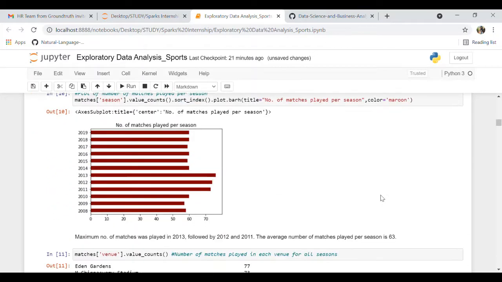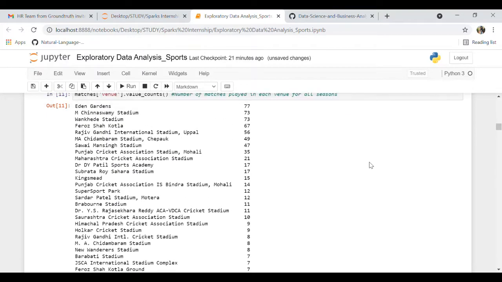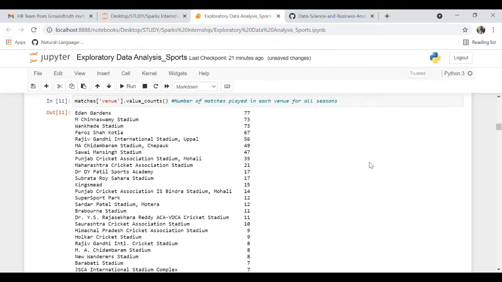The maximum number of matches were played in the years 2013, 2012 and 2011. The average number of matches played per season was 63. Across all the IPL seasons from 2008 to 2019, the maximum number of matches were played at Eden Gardens, followed by M. Chinnaswamy Stadium, Wankhede Stadium, and so on.